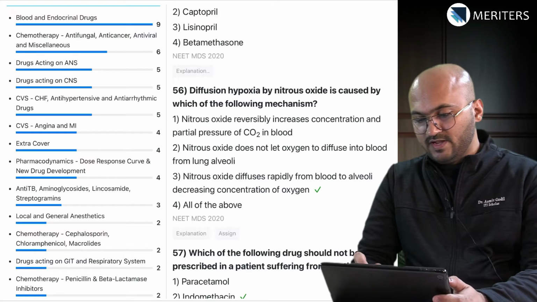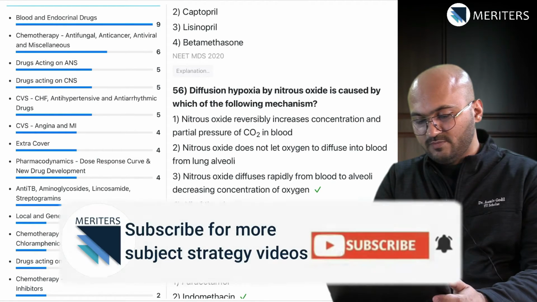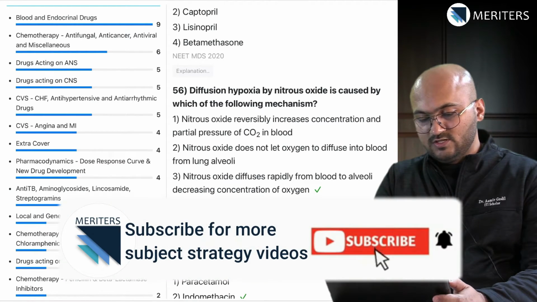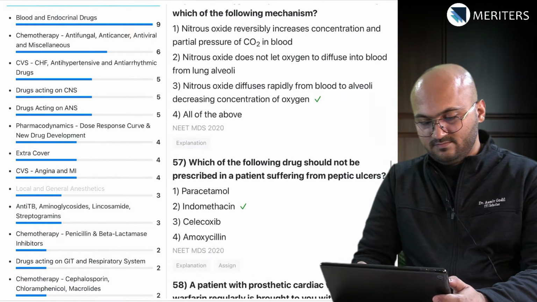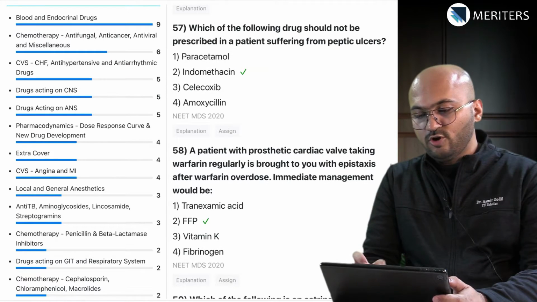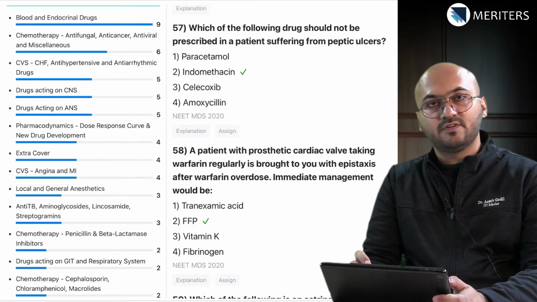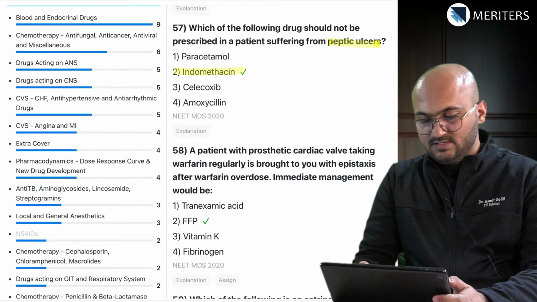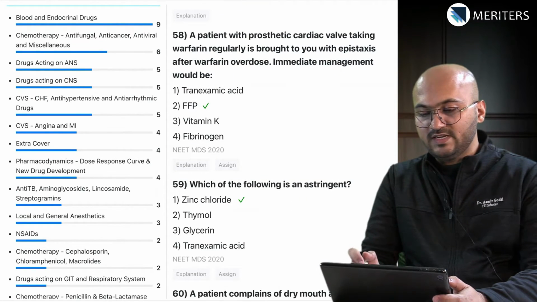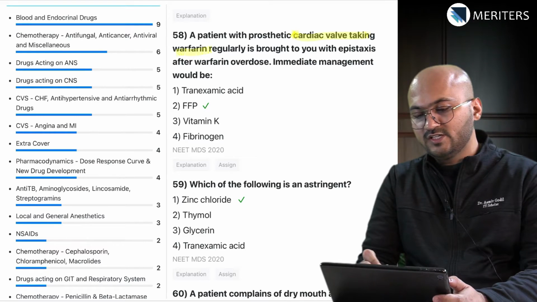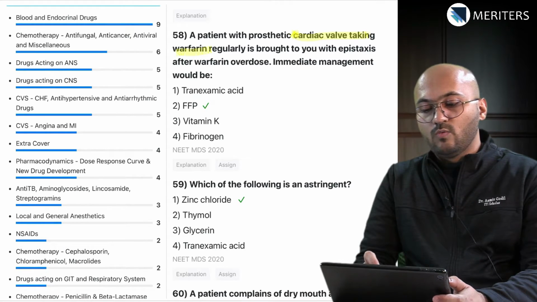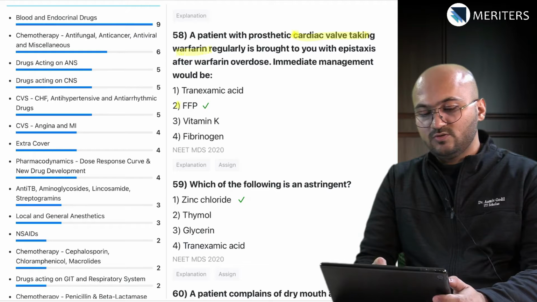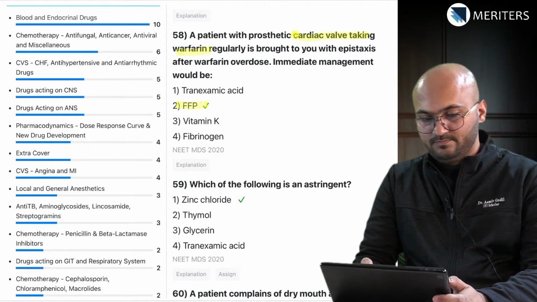Diffusion hypoxia by nitrous oxide is caused by which of the following mechanism? So this is a question on general anesthetics. Nitrous oxide. Which of the following drugs should not be prescribed in a patient suffering from peptic ulcers? Indomethacin. NSAIDs. Patient with prosthetic cardiac valve taking warfarin regularly is brought to you with epistaxis and warfarin overdose. Immediate management is to give fresh frozen plasma.